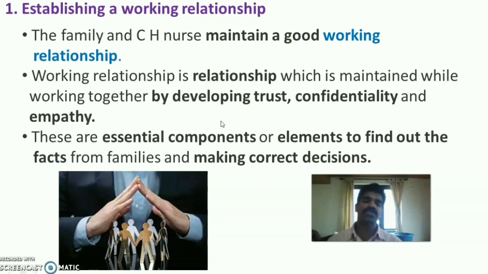Then working relationships are very essential. It is an essential component to find out the facts, data or information from the family members and making correct decisions to solve their problems and needs. So to find out the data or information from family members, a good working relationship is very essential, which directly helps to solve the problems of the family and to promote the optimum health of the family members.